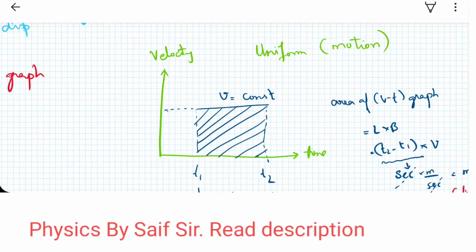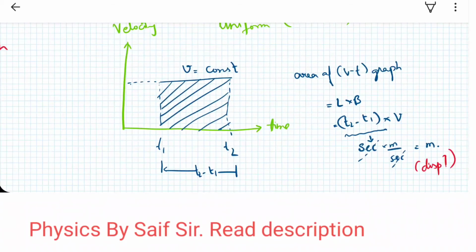Okay, so what you have to find is the area of the VT graph. The area of the VT graph is equal to, this is just a rectangle, so we can write length into breadth, where the length can be taken as T2 minus T1 and the breadth can be taken as V. Here T2 minus T1 is in seconds and the velocity you already know is meter per second. Second will get cancelled and it gives you meter.